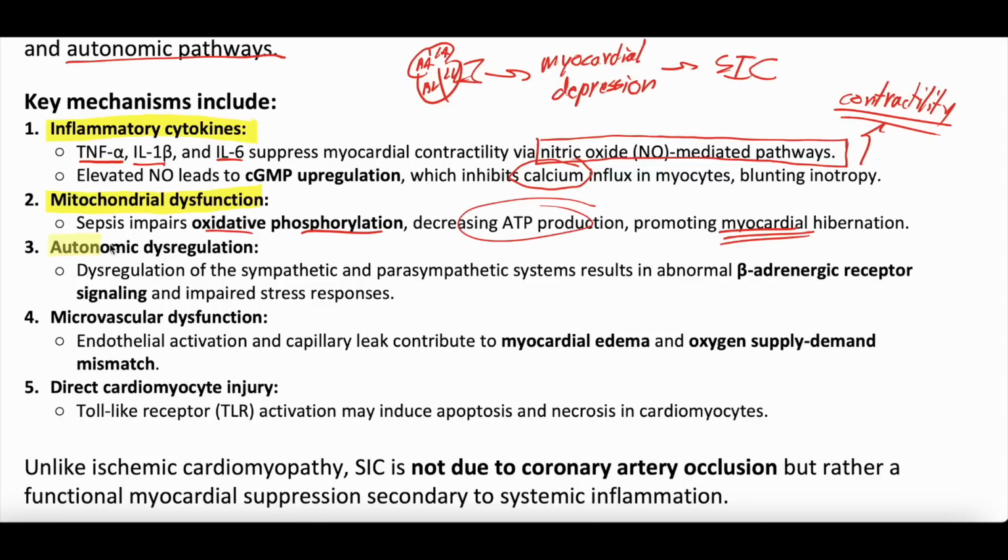Another key mechanism here is autonomic dysregulation. So we've talked about inflammatory cytokines, mitochondrial dysfunction, now autonomic dysregulation. As we mentioned, the heart has innervation, nerves that affect its function, both sympathetic, being stimulatory, and parasympathetic, being blunting. And these are often driven by beta-adrenergic receptor signaling pathways and stress responses from things like cortisol.